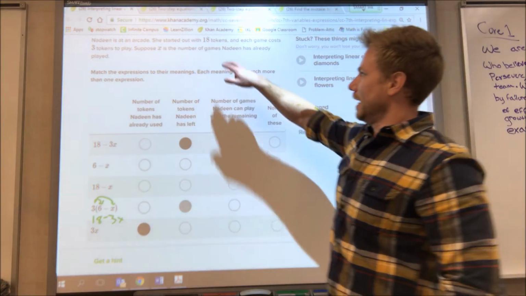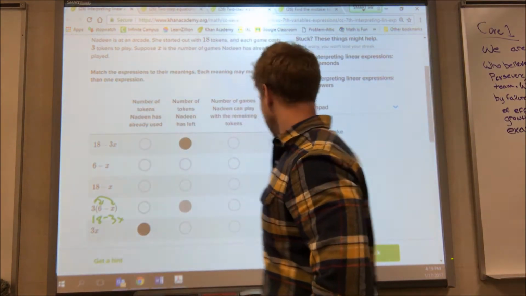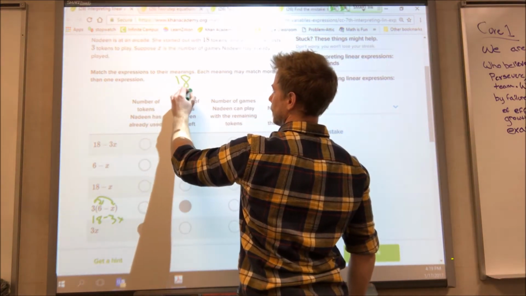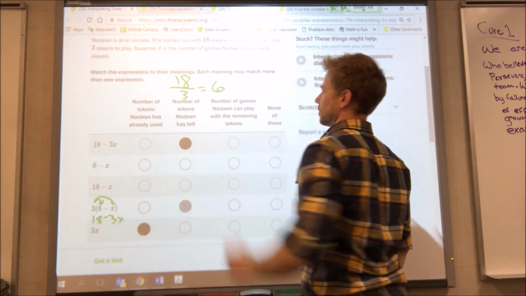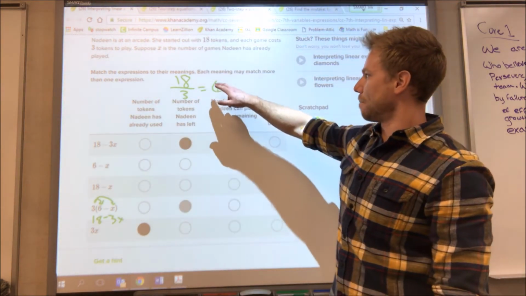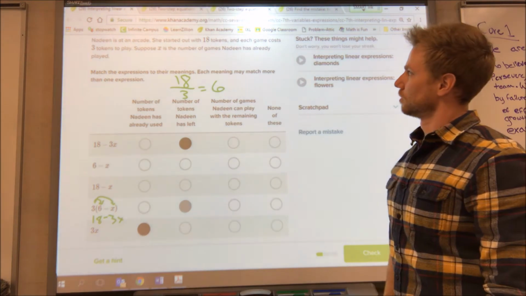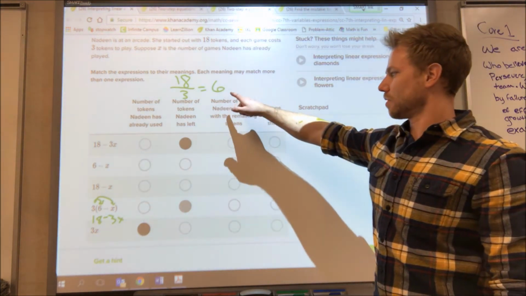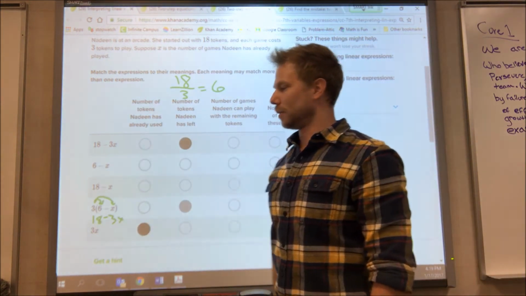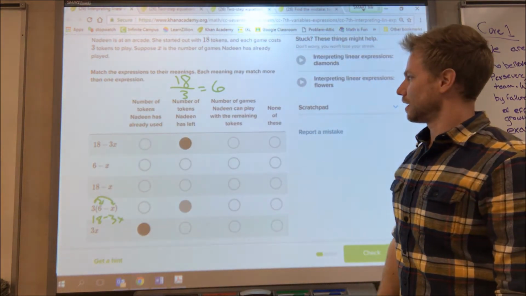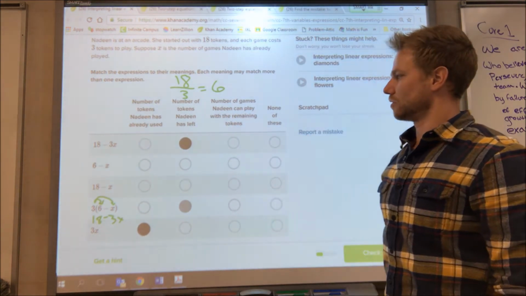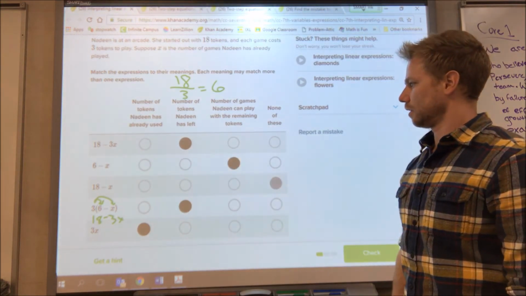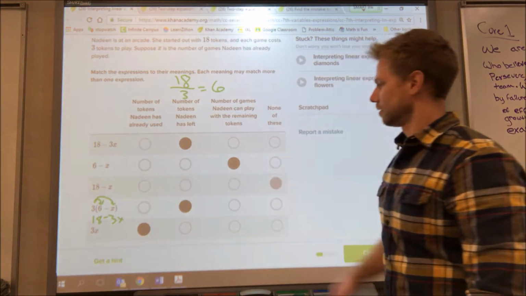Okay? The number of games Nadine can play with the remaining tokens. So since she has 18 tokens, and each game is 3 tokens, 18 divided by 3 is 6. So that means she can play at most 6 games. All right. So if you take those 6 games minus the number of games she's already played, that's going to tell you how many games she can still play. So it'd be that one, leaving this one to be nothing. 18 minus x doesn't tell us anything.